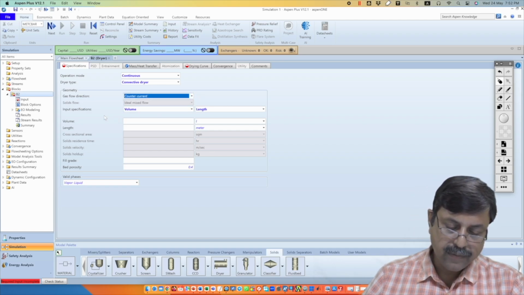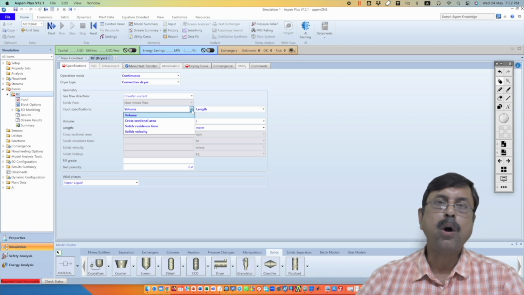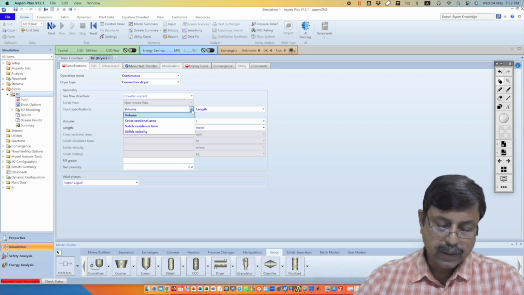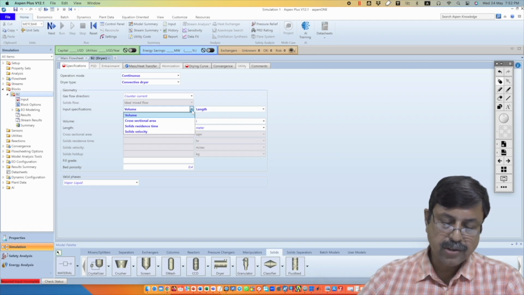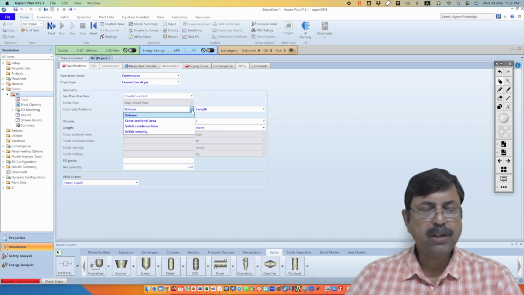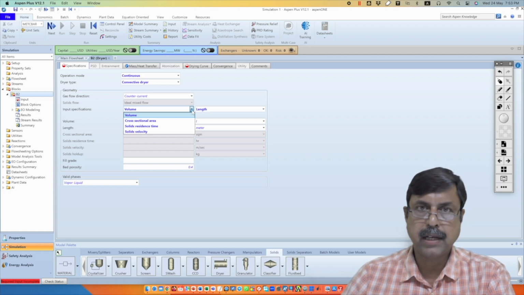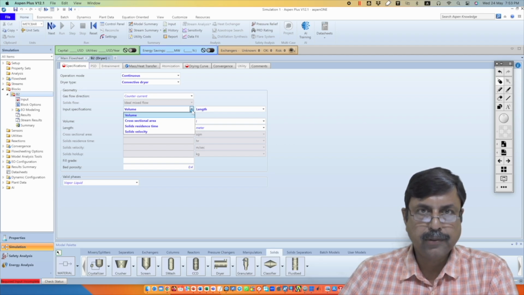And then you have to choose the input specification. So you have to choose two of either of them. So there are options for length, volume, cross-sectional area, solids residence time, and solid velocity. So either of two of them you have to choose, of which either volume or length is a must. Either you have to choose volume or length, or you can choose both. But you cannot choose like cross-sectional area and solids residence time. You cannot choose like that. That option is not there. Okay.